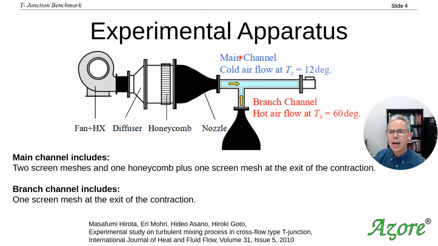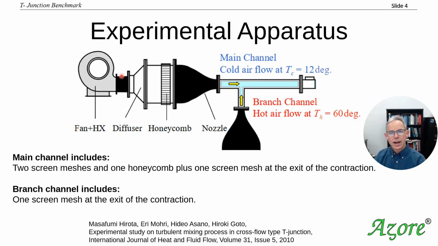The experimental apparatus is shown right here at the top. The air is forced through this T-junction geometry, but it's conditioned before it gets into the T-junction to manage the turbulence, so the predictions are not very affected by turbulence in there. It starts on the left-hand side with a fan, and the air is drawn in and forced through this system.